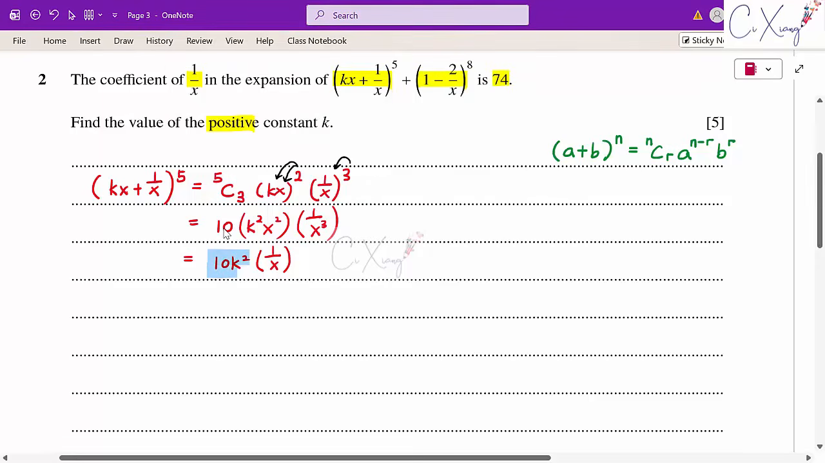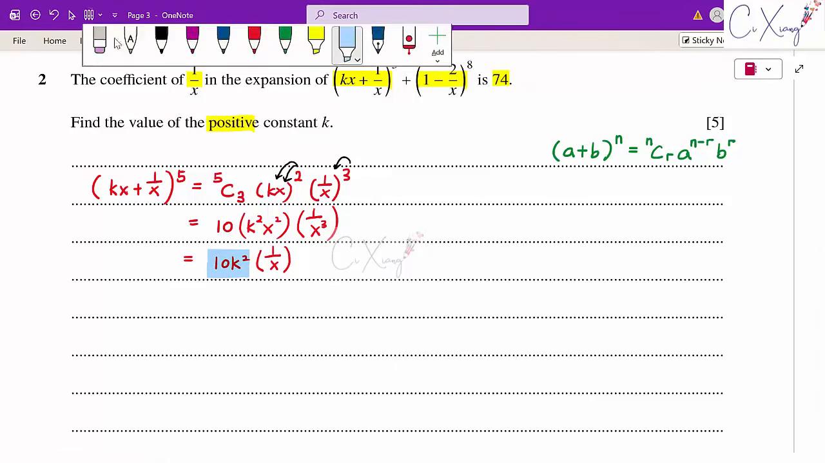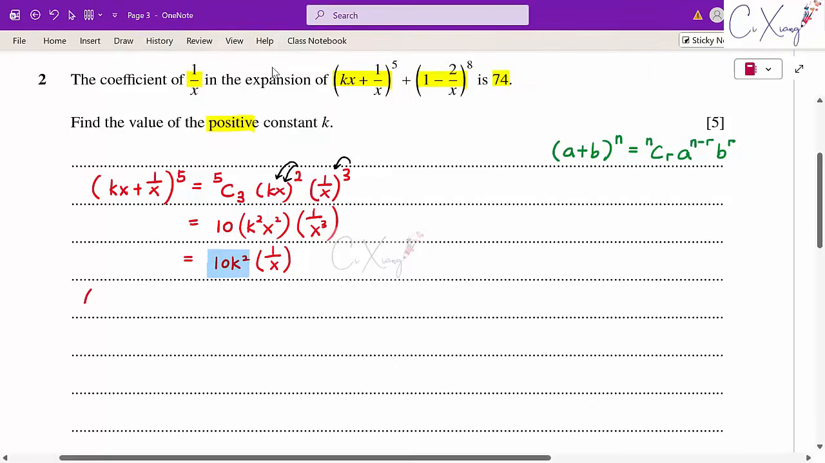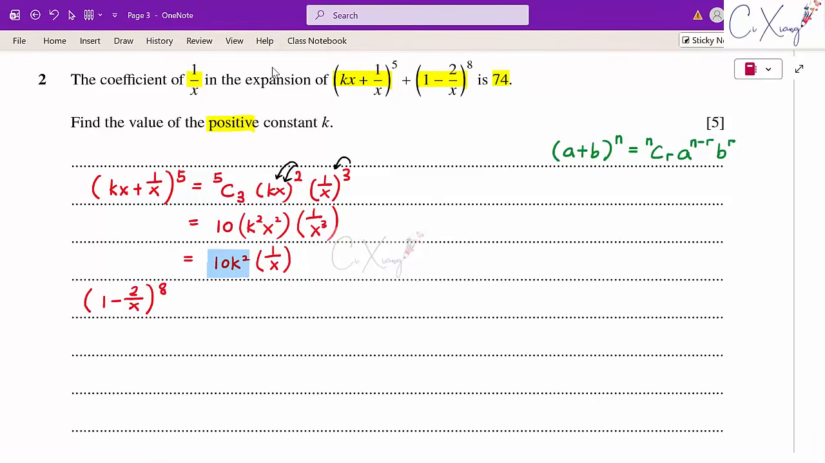So basically, this is the coefficient of 1 over x for the first bracket here. And now let us proceed to the second bracket. For the second bracket, I'm having (1 minus 2 over x) power 8. All right, so let me write out the general formula first. I'm having 8C something, 1 power something, then negative 2 over x power something.